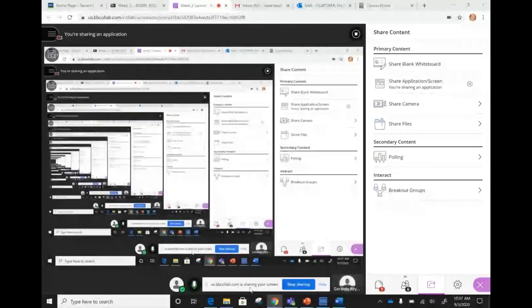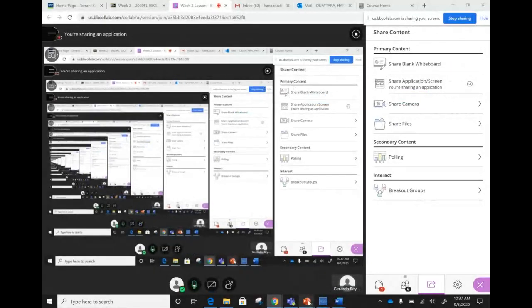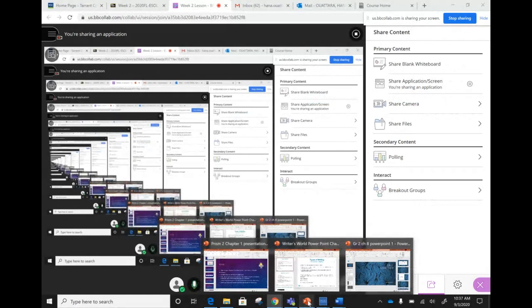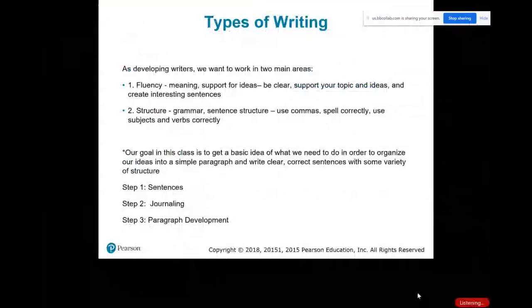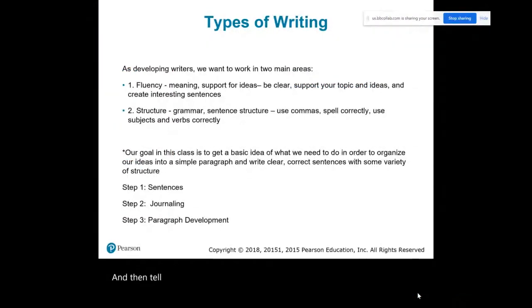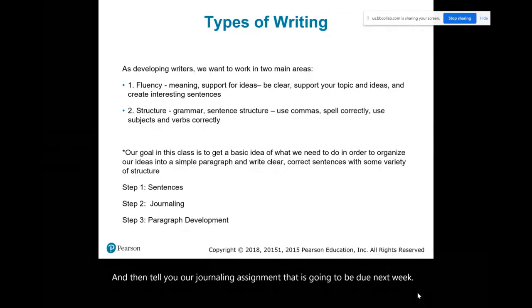Okay, so class, now I'm going to take you over to our lesson for today. And today we're going to be talking about journals and journal writing. Do you remember on Tuesday, I talked to you really briefly about journaling, okay? And today I'm going to explain what that is and then tell you about our journaling assignment that is going to be due next week, September 11th, okay?